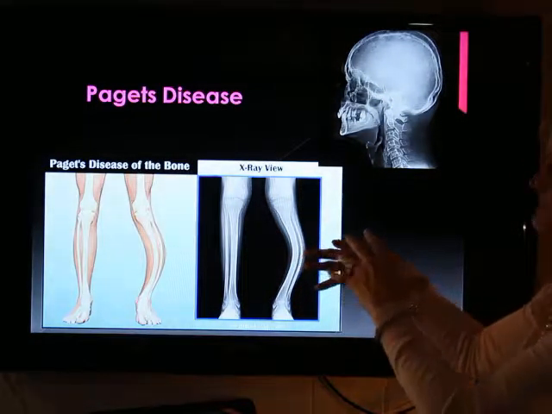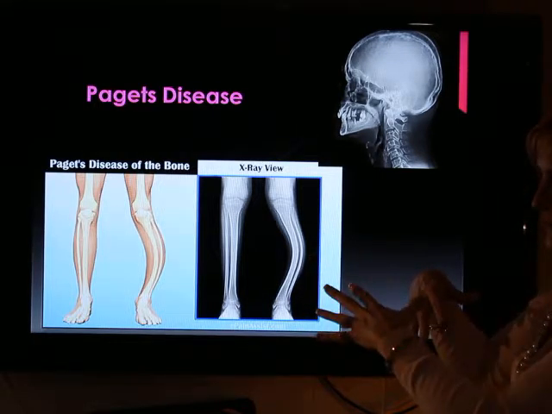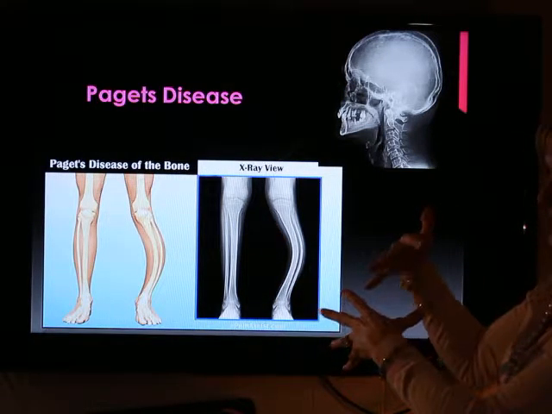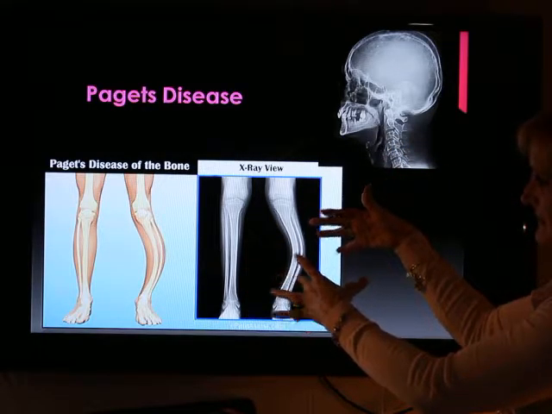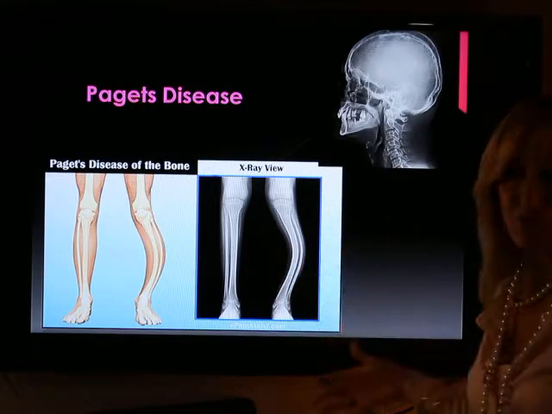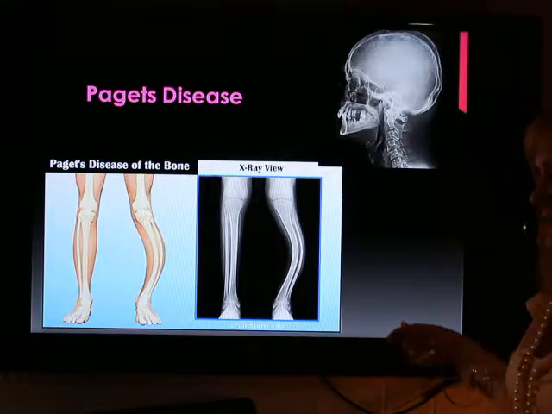So the bone is turning over way too fast, and there's lots of vascularization going to it, but they're very weak. The bones are very weak.